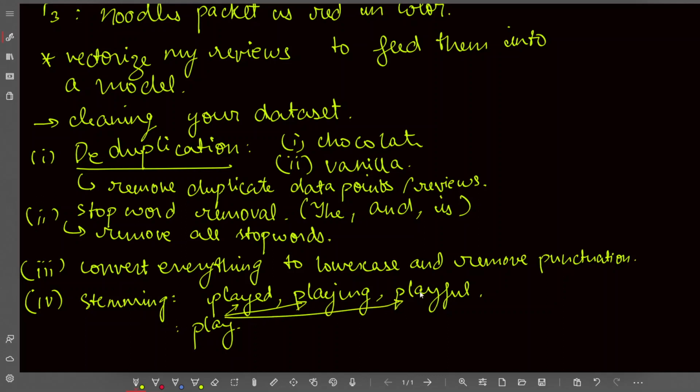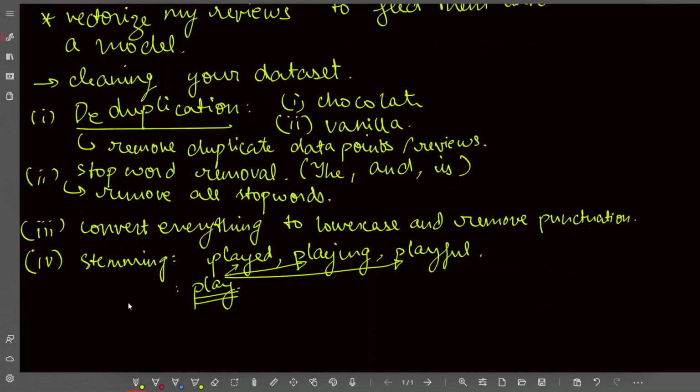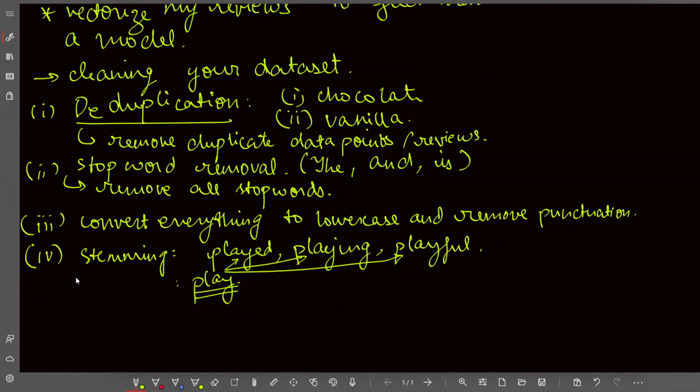So that's what I'm going to do. I'm going to stem all of these words to their root word and replace them with that particular word, which in this instance is play, okay? Because all of these words are trying to portray the same meaning. So this is called stemming, where you take the word and you convert it to its root word. Now, there are basically two different types of stemmer.